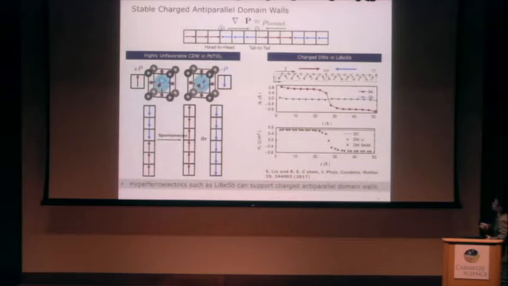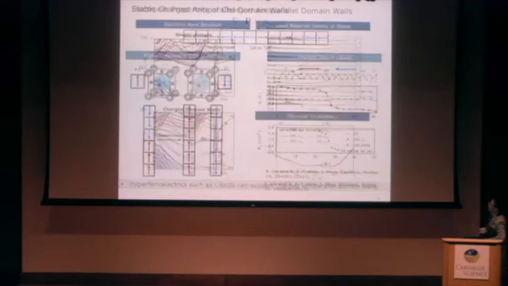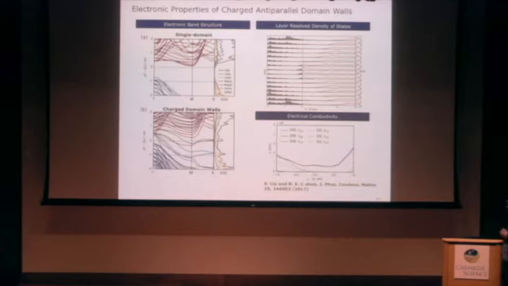What's surprising is if you look at the polarization in this bulk-like region, away from the head-to-head domain wall, you can see the polarization value is very close to the single domain value. So we further look at the electronic structures of charged domain walls. What's happening is the presence of charged domain walls closes the band gap.